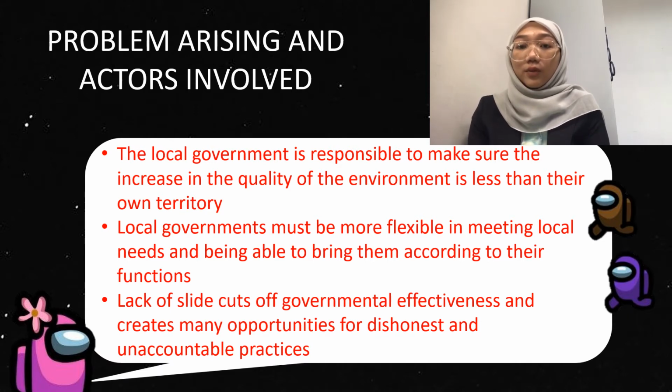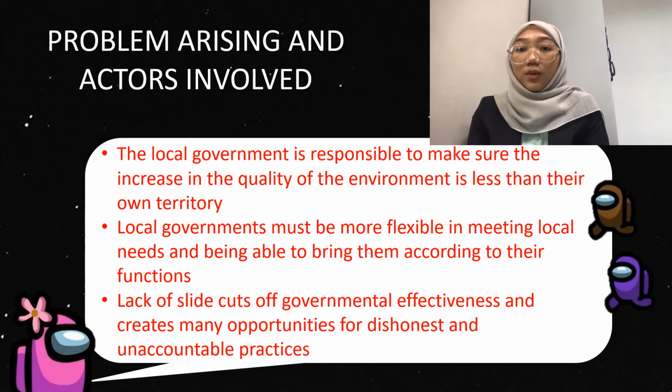Next, local governments must be more flexible in meeting local needs and be able to carry them out according to their functions. Other than that, to make sure the services are always of maximum quality, judgment on their performance is required. According to KT 2008, the efficient allocation of funds by local governments remains a big problem. Nevertheless, in Malaysia, the local governments are tasked with local services and manage the stage of policy decisions.